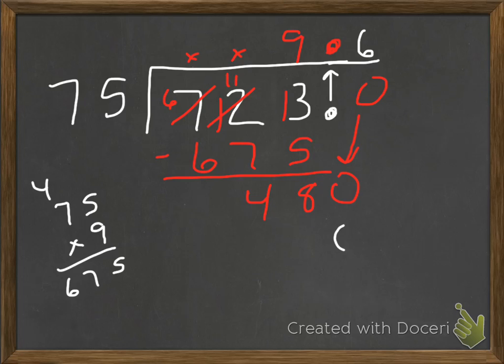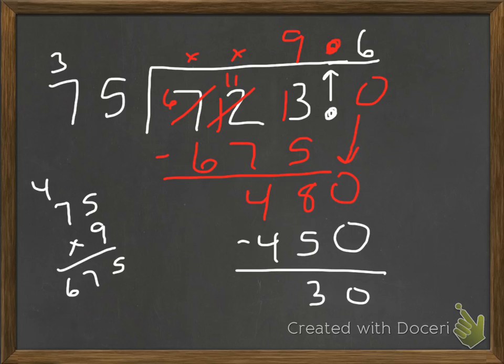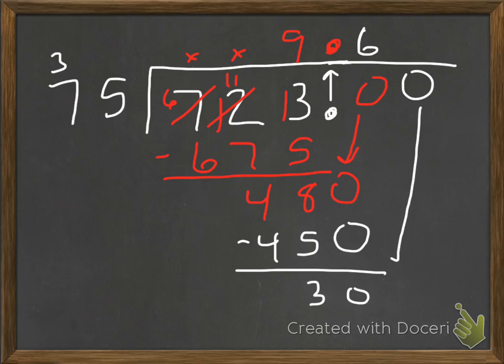6 times 5 is 30. Carry the 3. 6 times 7 is 42 plus 3 is 45. And we can get 30. So we want to add a 0. Bring that 0 down. Now we're going to go 75 into 300.